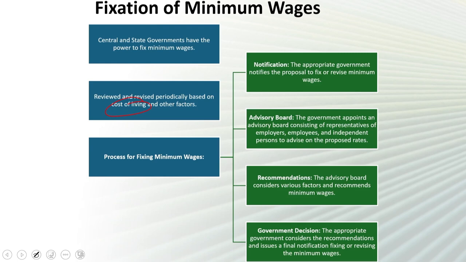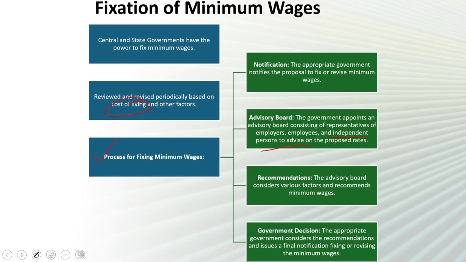When you look into the process for fixing minimum wages, you will see that in Section 5 of this Minimum Wages Act 1948, two methods have been provided for fixation or revision of minimum wages. The first one is notification. The appropriate government notifies the proposal to fix or revise the minimum wages. That said, there is also provision of an advisory board. The government of the day appoints an advisory board consisting of representatives of employers, of employees, and independent people to advise the proposed rates. And then we have the recommendations. The recommendations generally come from the advisory board, which considers various factors and critically recommends the minimum wage.